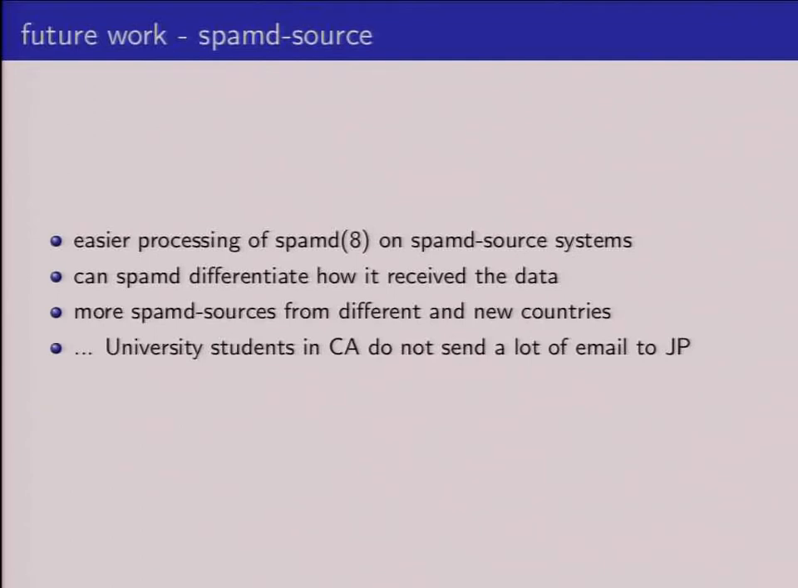So one of the things that we need is easier processing of SpamD on the source systems feeding me the data. Right now, we have some Perl scripts that go through the data, depending on the server, at least every 10 minutes or every 20 minutes or so, that process it and feed it in. There are ways of having the two talk to each other, so this can be sped up into a more real-time setup. Once we know that this IP address has this behavior, then it just gets added.